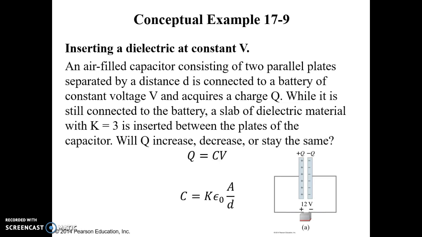To explore this question, let's examine the two equations related to capacitance. If K increases, then the value of capacitance also increases. But the voltage always remains 12 volts because it's connected to a battery of 12 volts. So mathematically, according to the top equation, Q will increase. So the higher the dielectric constant value, the more charge the capacitance can store.